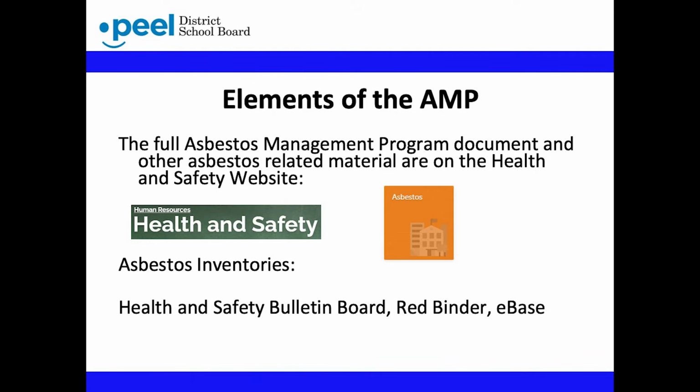The AMP includes a list of all locations with asbestos surveys. Asbestos inventories can be found on a location's Health and Safety Bulletin Board or in the red binder. Custodial, maintenance, and supervisory staff can also review asbestos information in eBase, which we will review shortly.